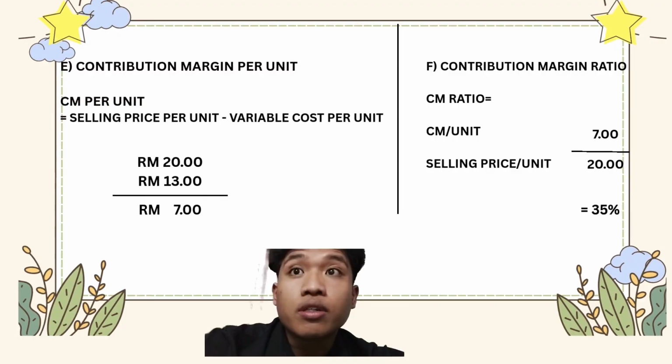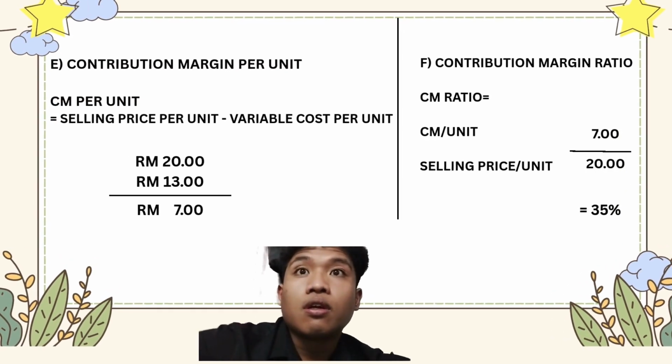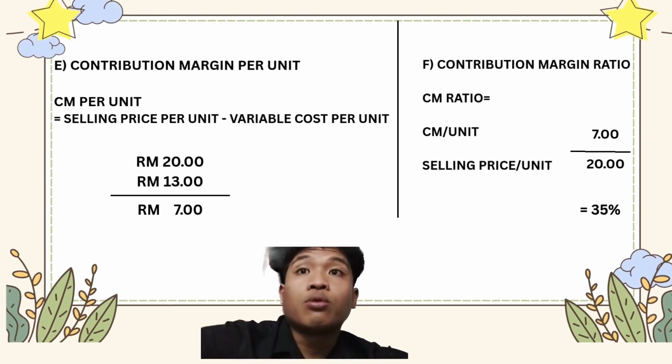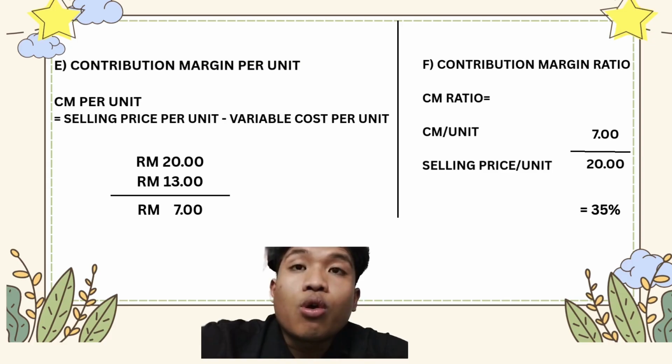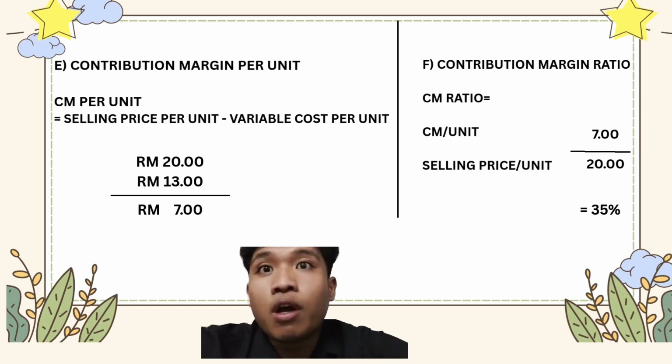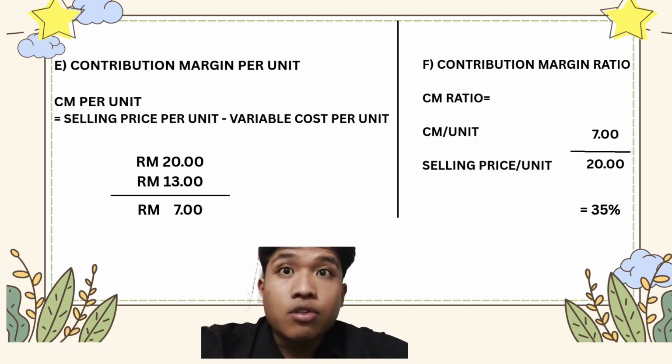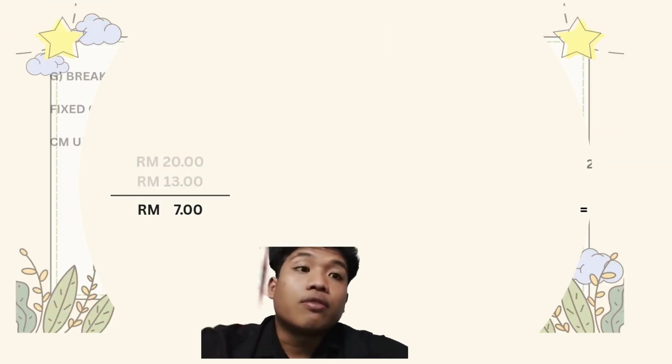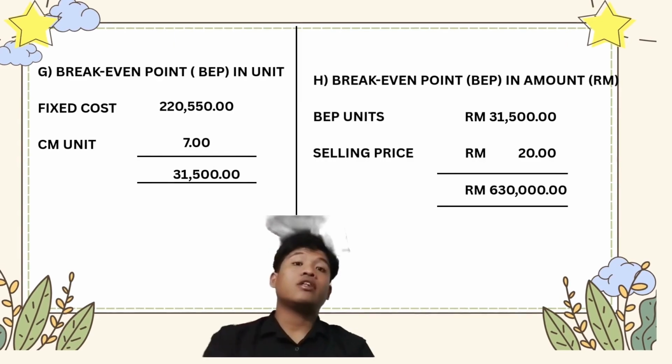So let's move on to questions E and F. As you can see, contribution margin per unit is selling price per unit minus variable cost per unit. So we get RM20 minus RM13, and we get RM7. For contribution margin ratio, CM per unit is 7 and the price we sell per unit is 20, so that's 35%.